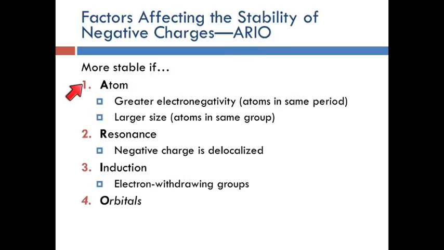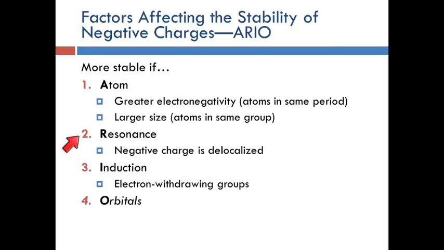Atom: what atom is that proton on? If we have greater electronegativity when we're comparing atoms in the same period, the more electronegative atom will be the stronger acid because the base is more stable. If the atoms are in different periods but in the same group, we're going to look at their size. A larger size is going to stabilize that negative charge because the negative charge is distributed through a larger volume, and so the charge density is less.